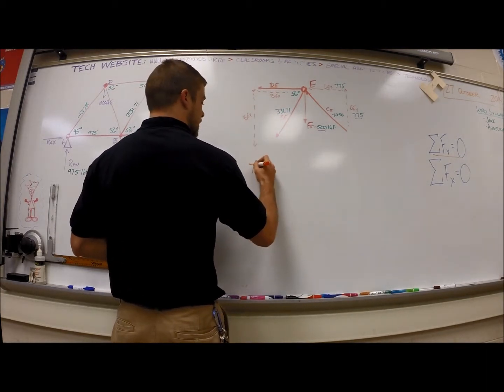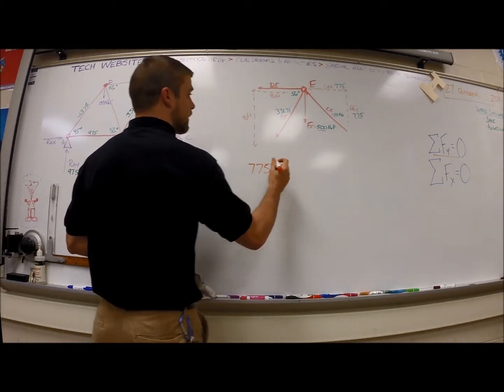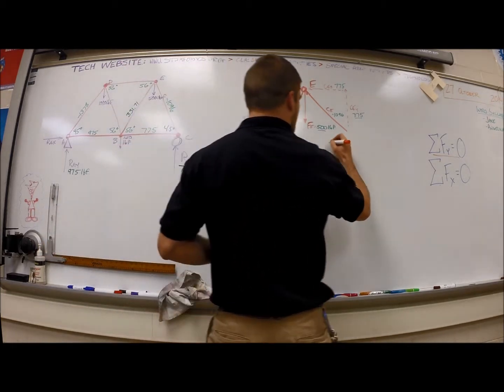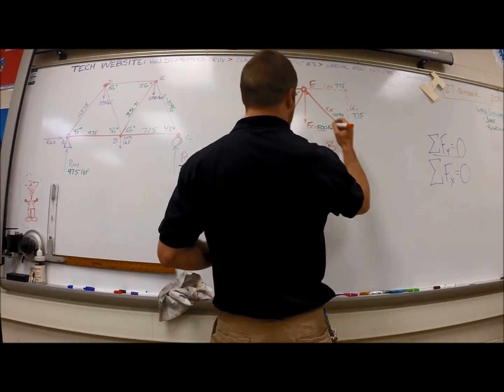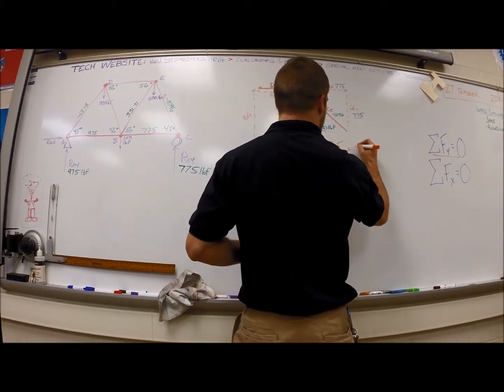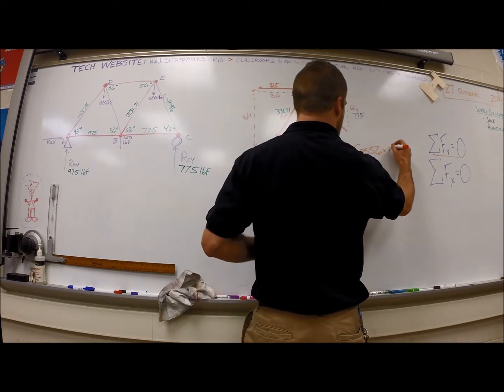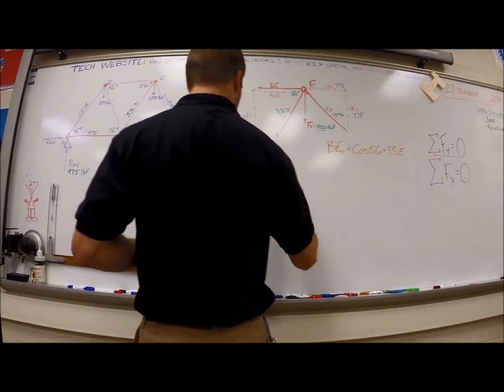So CEX, 775, plus BEX, which again we're going to express in terms of BE. So BEX can be equal to cosine of 56 times BE.